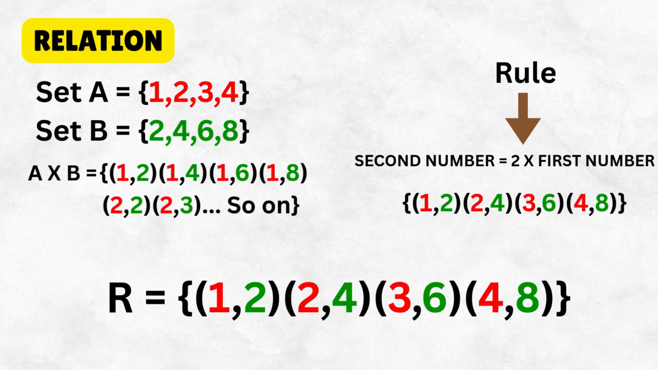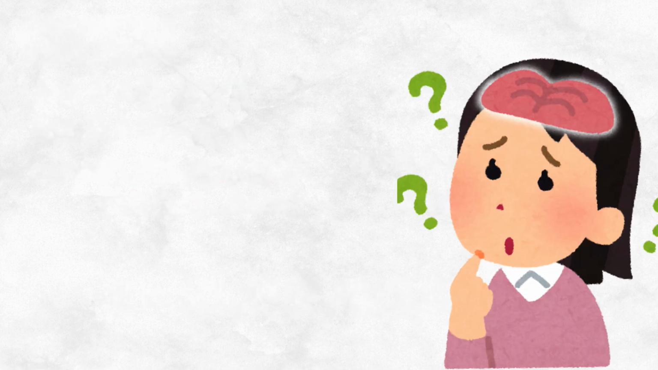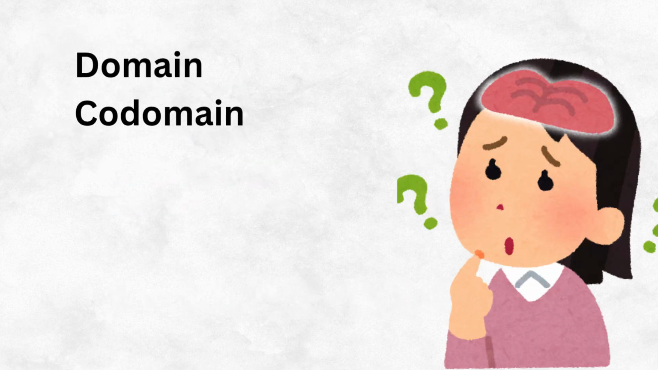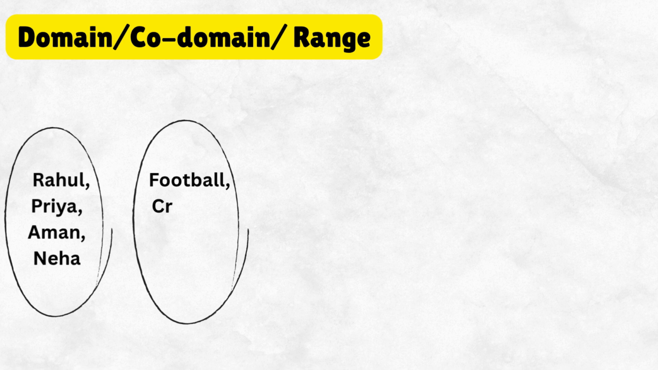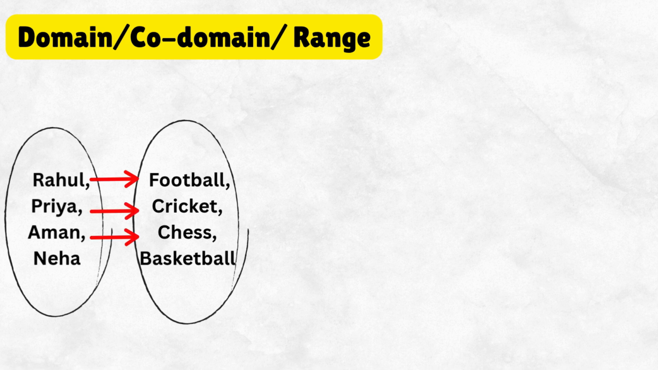Now let's understand three terms that students often confuse: domain, codomain, and range. Don't worry, they're much easier than they sound. Imagine 4 students have registered for a sports competition: Rahul, Priya, Aman, and Neha. The available sports are football, cricket, chess, and basketball. Now suppose Rahul chooses football, Priya chooses cricket, and Aman chooses chess. Neha doesn't register for any sport.